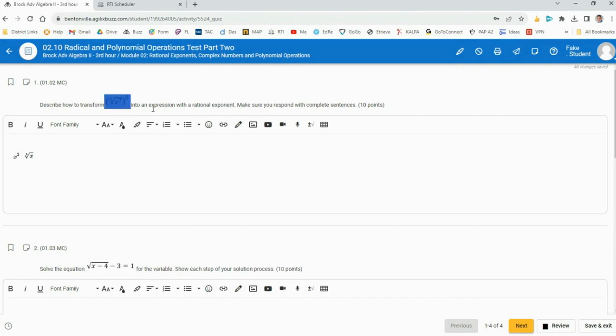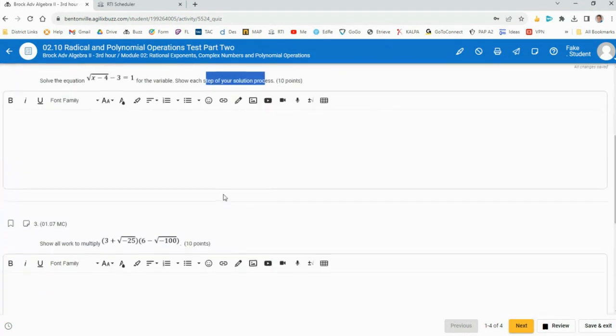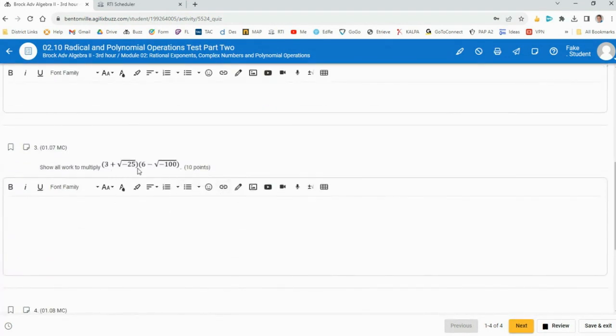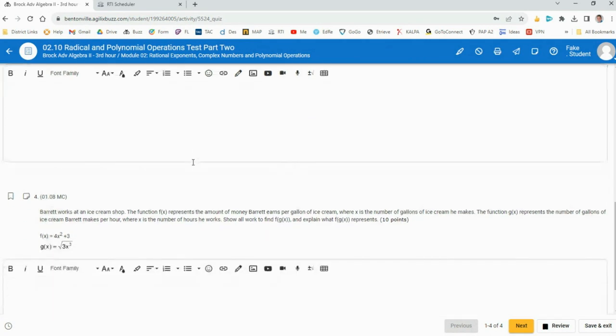Transform this into an expression that has a rational exponent. Solve this. Show each step to the solution, right? Including making sure it's not extraneous. Show the work to multiply these 2 complex numbers together. All right, and you need to simplify those.